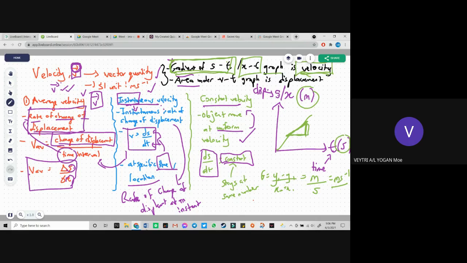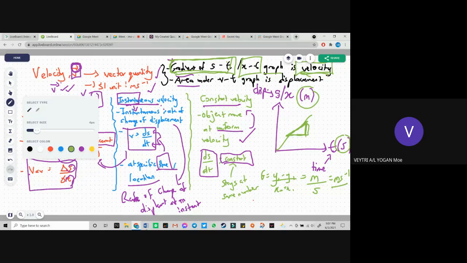Let's say dia bagi graph, dia suruh cari velocity dia. Buat je gradient. Sebab you tahu gradient y over x. Y dia unit meter. X dia unit second. So meter per second, unit untuk velocity. There you go. Alright? That is number 1.